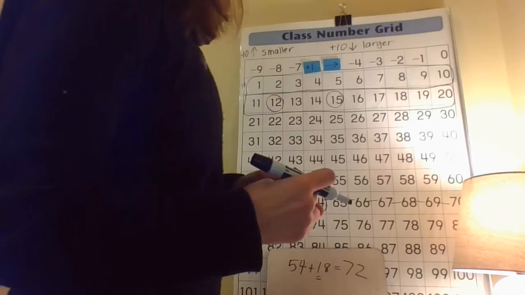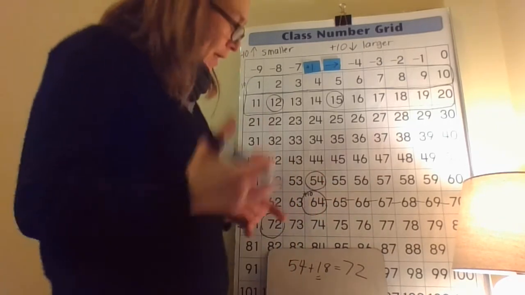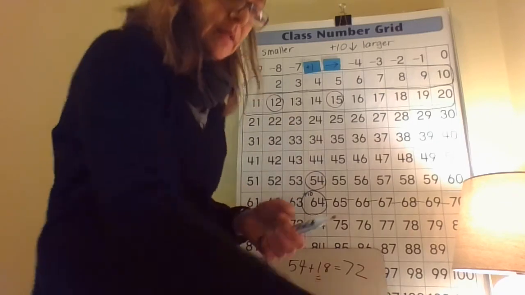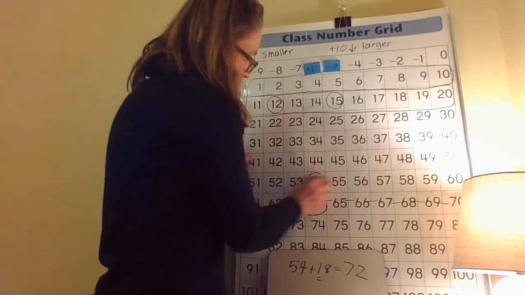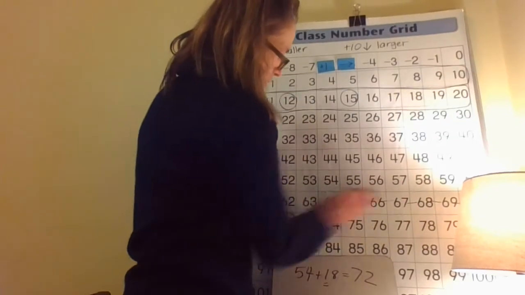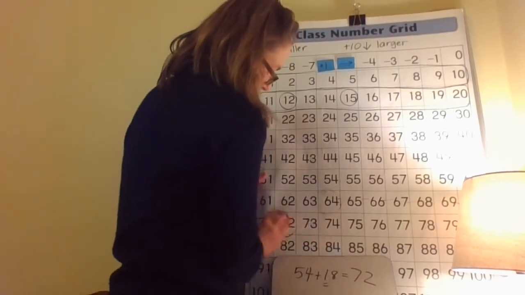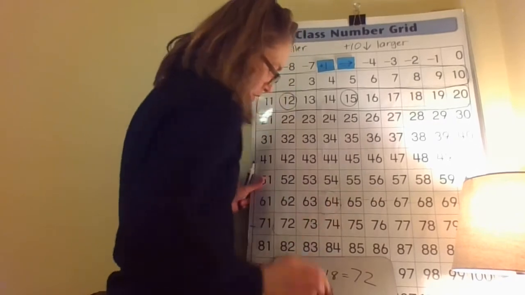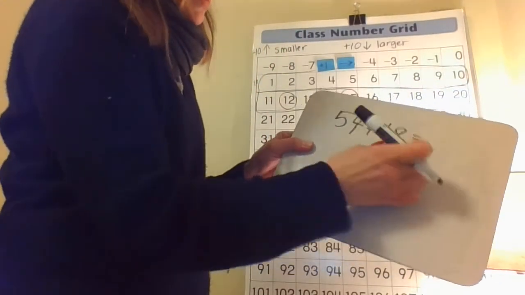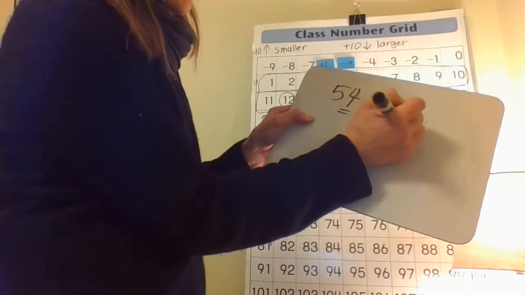Okay. All right, so the second way you can do it is you can add the ones first. The second way you can do it is add your ones first. So I don't know what my answer is yet, but I'm going to add my ones first.